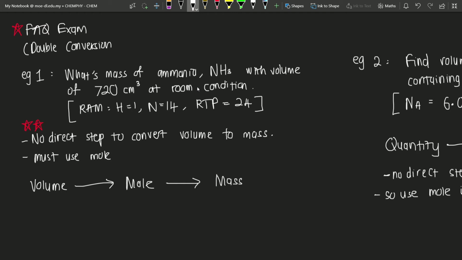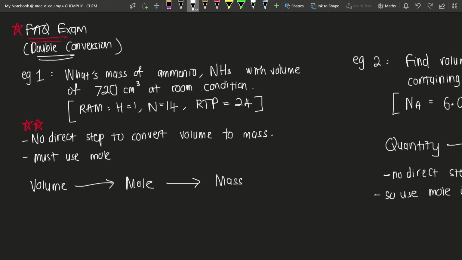So now we will take a look at frequently asked exam questions, on how in exams they will ask you about mole concept. So usually in exam you will use double conversion. So what does it mean by double conversion? Let us take a look at the first example.